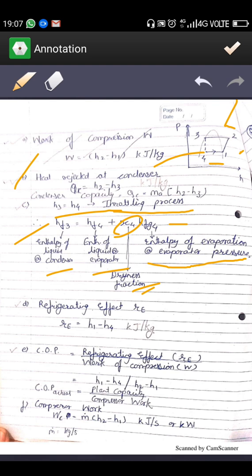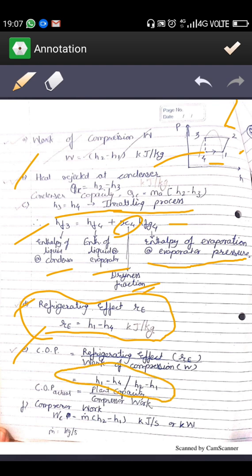Then this is for the refrigerating effect, which is H1 minus H4. Then the formula of COP is H1 minus H4 upon H2 minus H1. Similarly, COP actual is plant capacity upon compressor work. We are going to use these formulas in numericals. So here are your numericals.